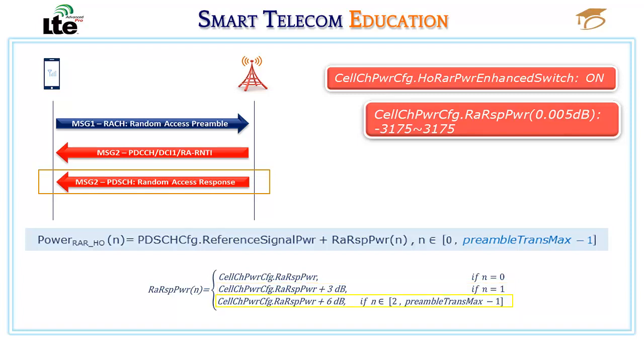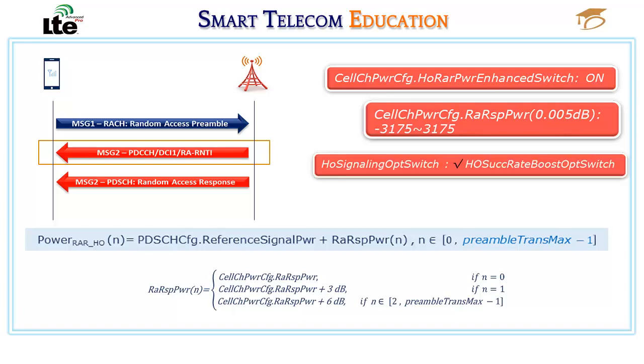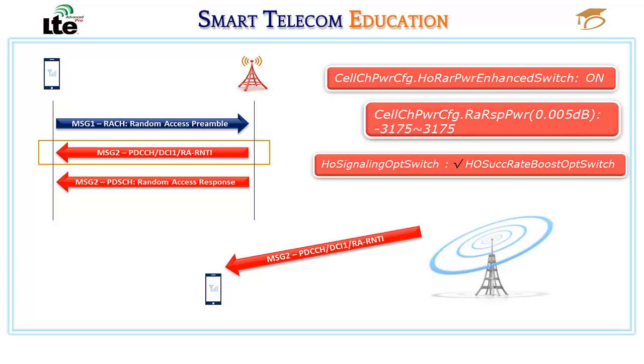If n is equal or greater than 2, the number of retransmissions is more than 2, the power level of message 2 for a handover procedure is the RS power plus random access response power plus 6 decibels. The PDCCH aggregation level of message 2 can be optimized by selecting handover success rate boost optimization switch under handover signaling optimization switch, that allows the eNodeB to change the PDCCH aggregation level to value 8 when the random access response message for a handover is retransmitted.